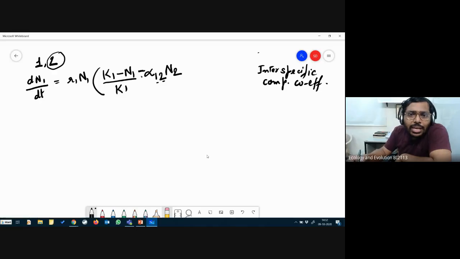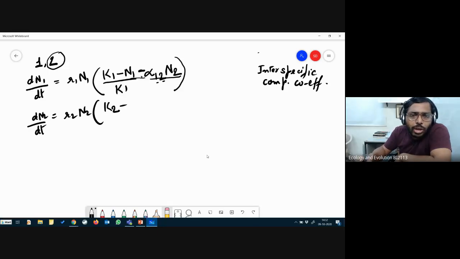Now this thing is all the individuals converted into the corresponding number of individuals of species 1. Therefore this just gets subtracted from this, correct? K remains the same. So overall this is the equation for the first species. Similarly, dN2/dt is equal to R2 N2 (K2 minus N2 minus alpha 2 1, the effect of one individual of species 1 on the growth rate of species 2, multiplied by N1), and the whole thing gets divided by K2.